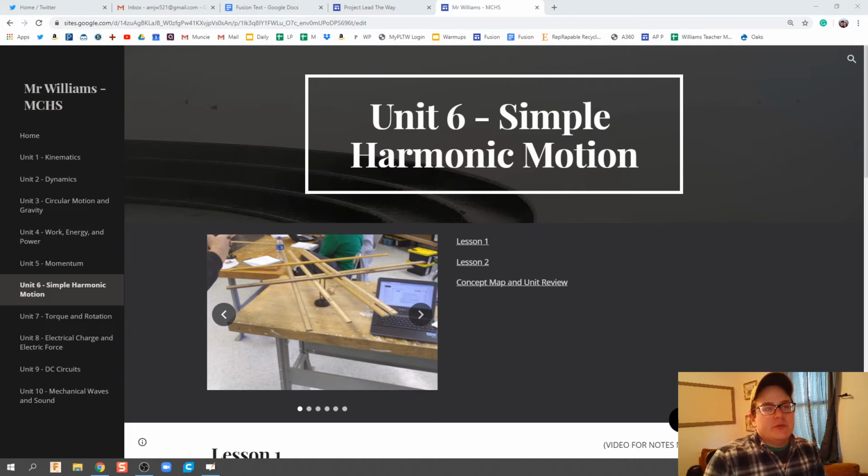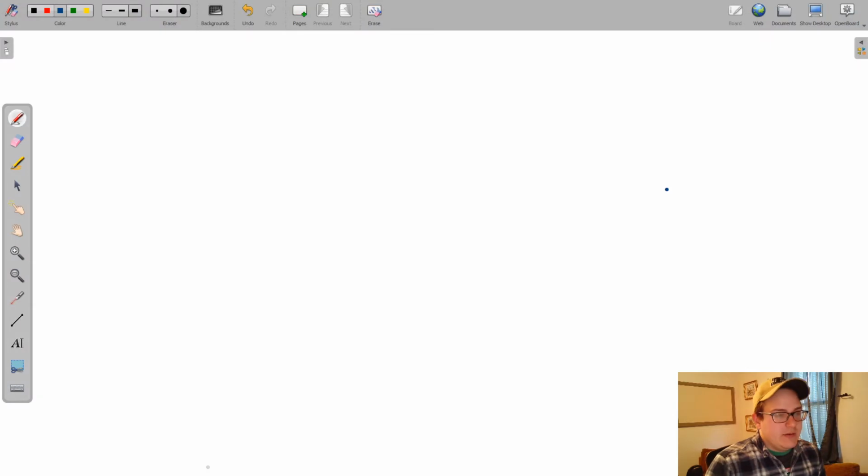What's up, guys? We're going to go through a concept map for Unit 6, Simple Harmonic Motion. So let's go ahead and get started. This is a concept map where we're going to walk through the basic key points of Simple Harmonic Motion. There may be more to add on later, but this is what I see so far.